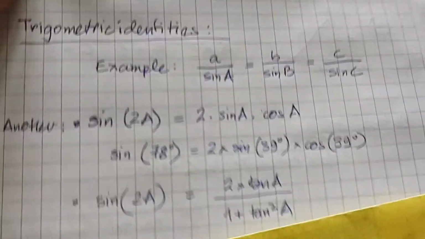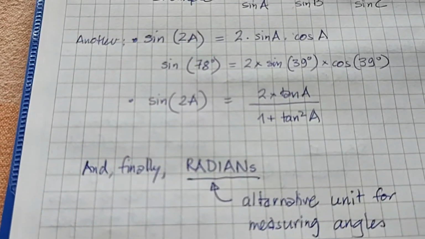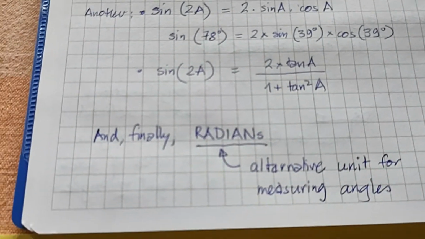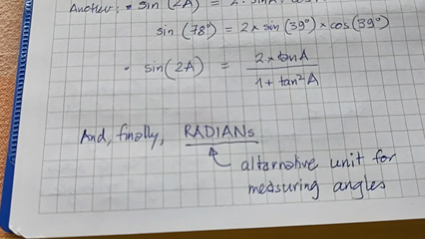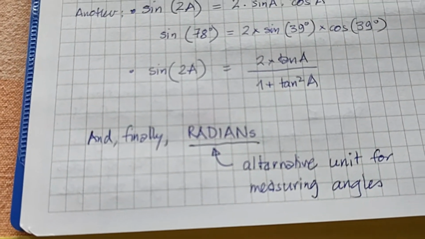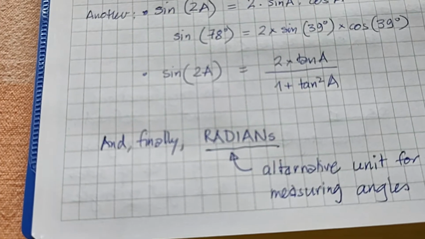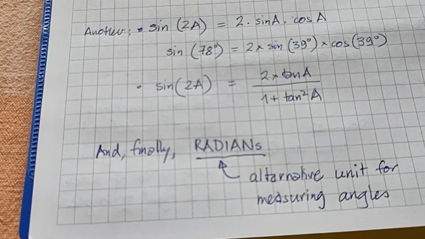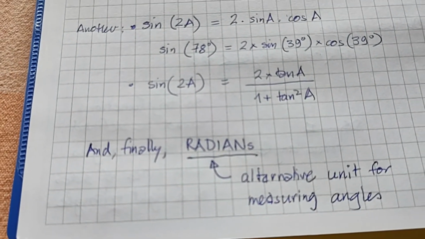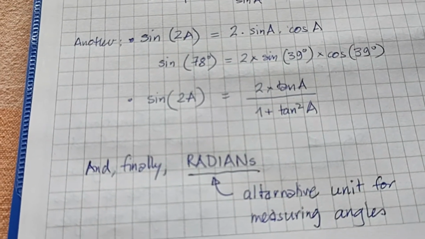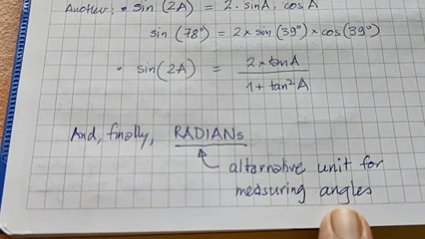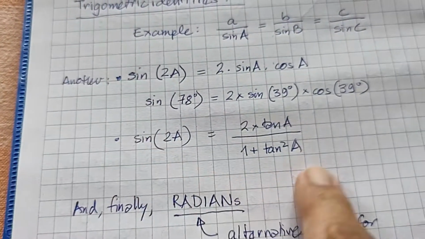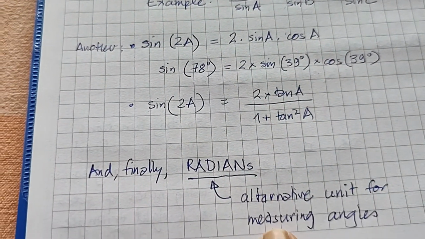Okay, and finally one topic that we haven't covered is radians. Remember on your calculator there is the gray, grad and radians. Degrees in English, grade and radian. That grade is completely useless, sorry. But this radian is very important. This is an alternative unit for measuring angles. So far we only know we measure angles in degrees. One whole circle is divided into 360.